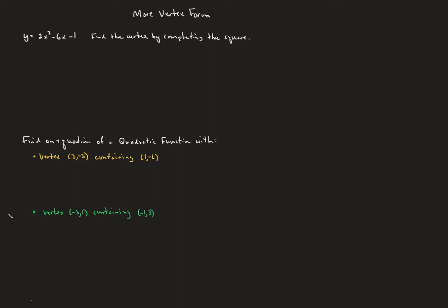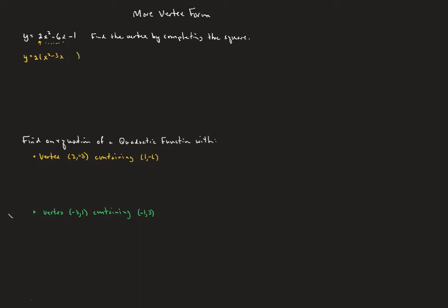We're going to do a few more problems where we're going to use that vertex form of our parabola. So the first one is review. Find the vertex by completing the square. So remember, we want to factor out that leading coefficient, but just out of the x terms. So that will leave us with x squared minus 3x.